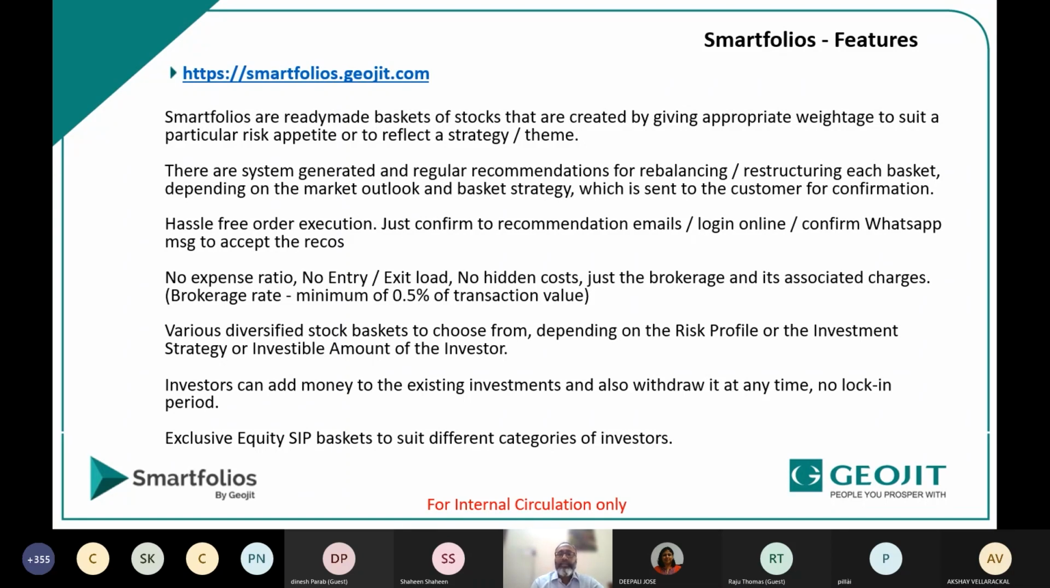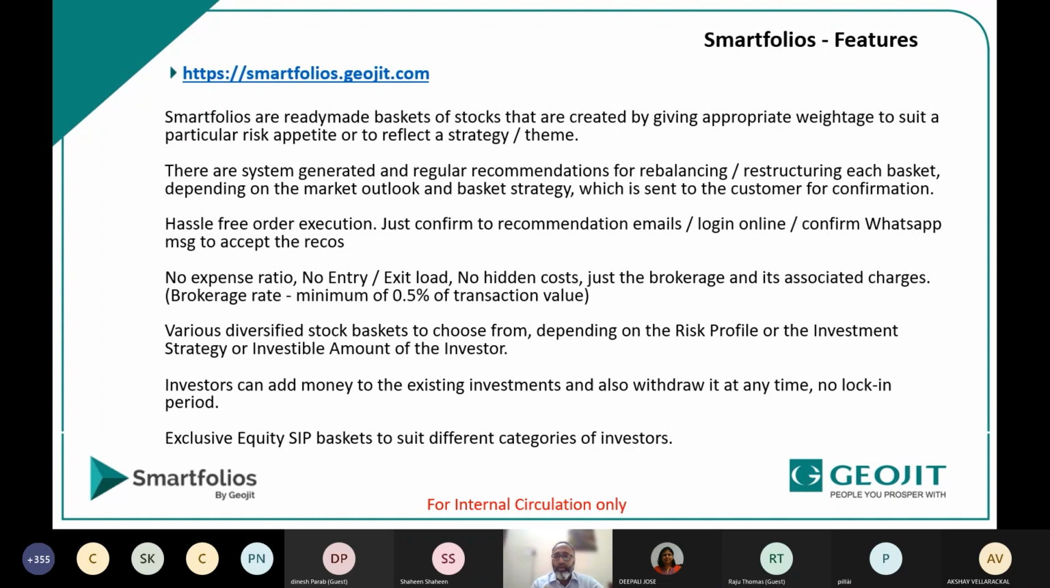These recommendations will keep coming to you, and it will be sent to you for confirmation. Only after the client confirms the recommendation will the execution also happen. So this recommendation will come to you via email, via WhatsApp, there will be an SMS alert.